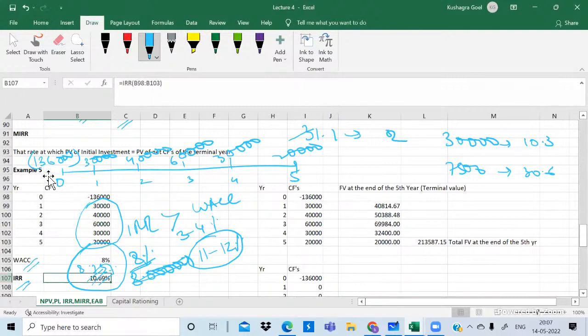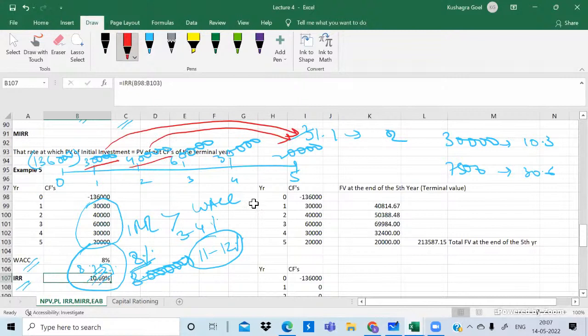Again, let's move back to MIRR. So this is what is happening in this project, 1,36,000 invested, and these are my cash flows. Now, in case of MIRR, what I'll do is I'll calculate the future value of this 30,000 at the end of the 5th year. I'll calculate the future value of this 40,000 at the end of the 5th year.